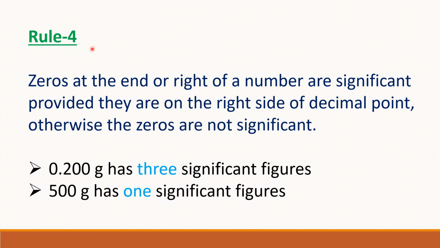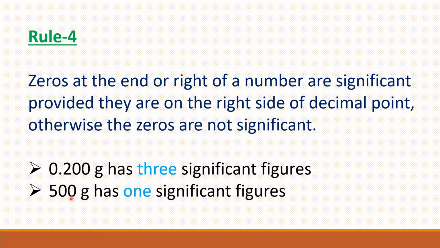Rule 4. Zeros at the end or right of a number are significant, provided they are on the right side of a decimal point. Otherwise, the zeros are not significant. Here, see, 0.200 grams. These two zeros are next to the non-zero digit that is preceded by a decimal point. So, in this particular case, these two zeros are considered as significant.